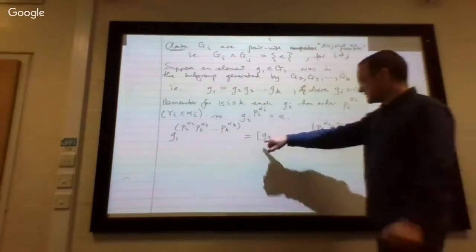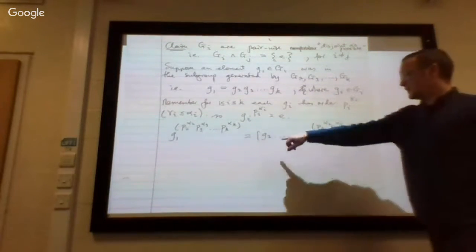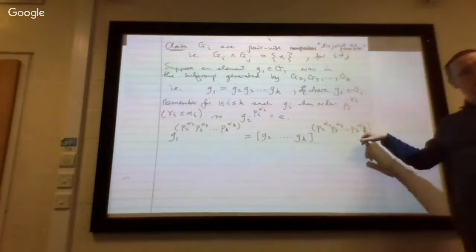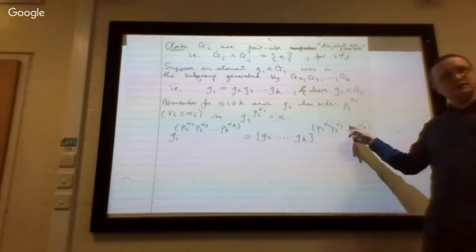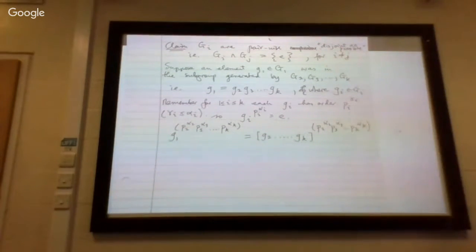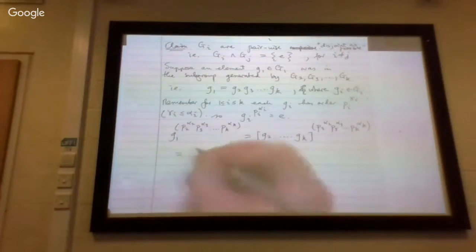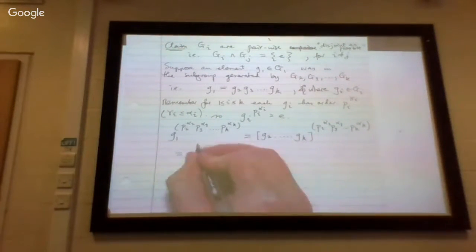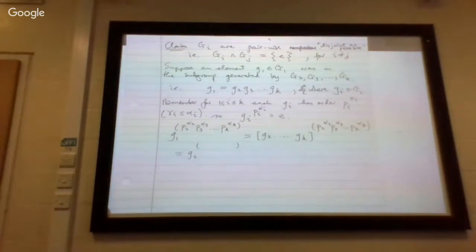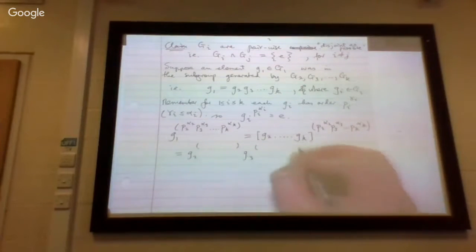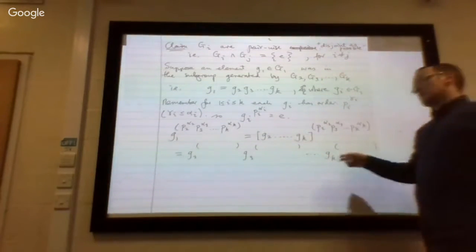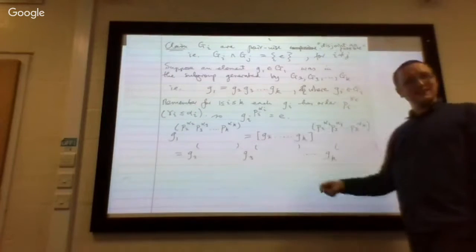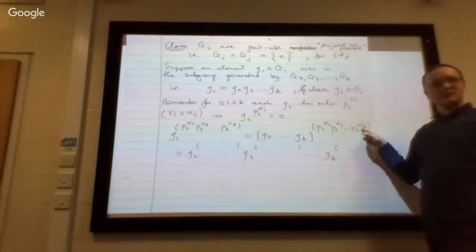Raising that product of group elements to this large exponent is the same as raising each of them to that large exponent and multiplying the results. It's just manipulation of rules of indices. So this is G2 to that large power, G3 to that large power, all the way to Gk to that large power. I'm not going to laboriously write it in each time, but that bracket there is this bracket here.